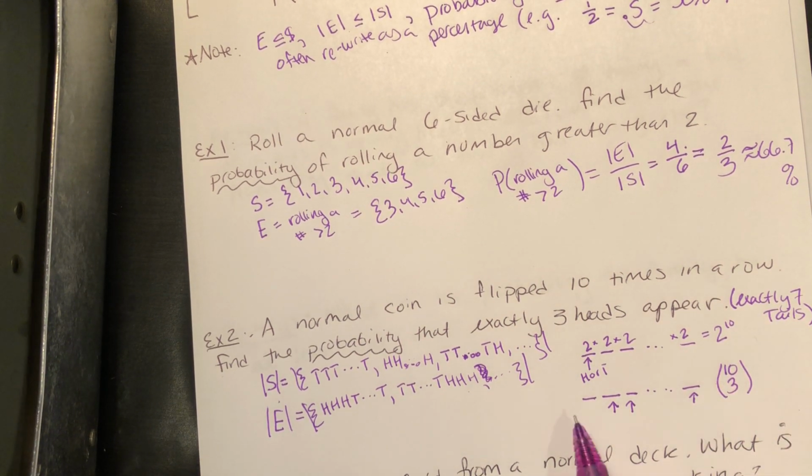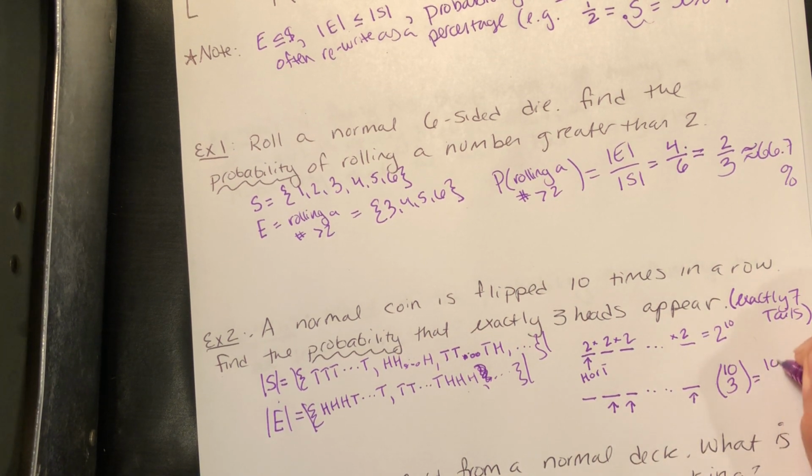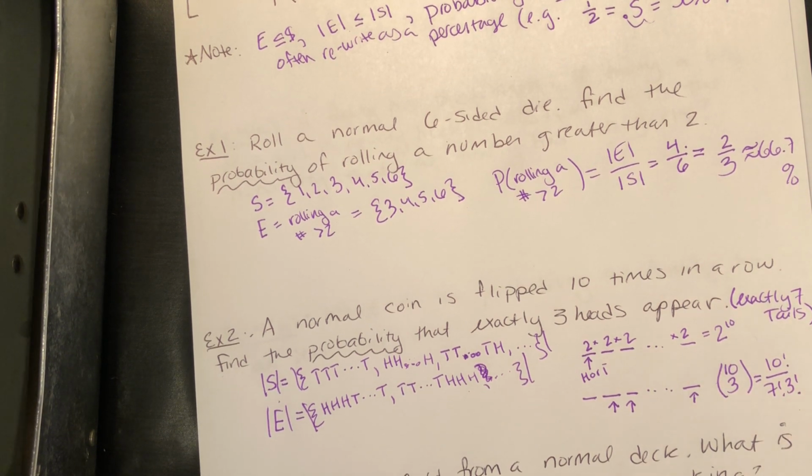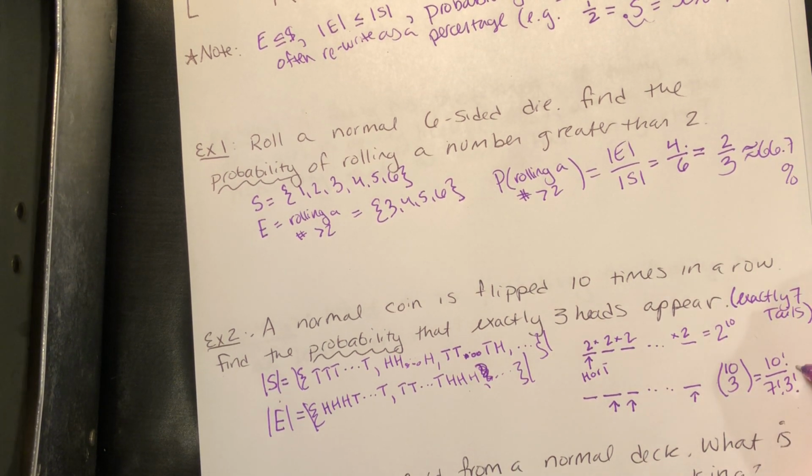Right, there's 10 spots to choose from. We're going to choose 3 of them to be heads. Remember, this number is the same as 10 factorial over 7 factorial times 3 factorial. What's that equal to? If you actually do this computation out, you get 240.